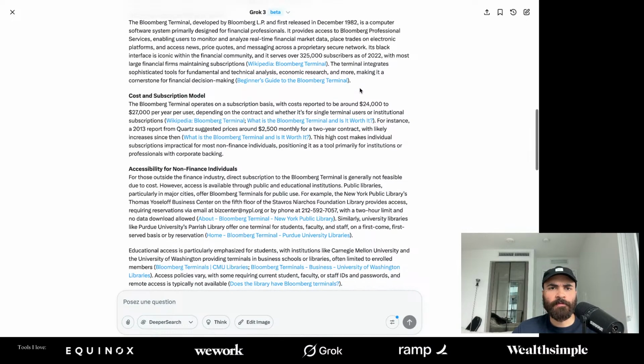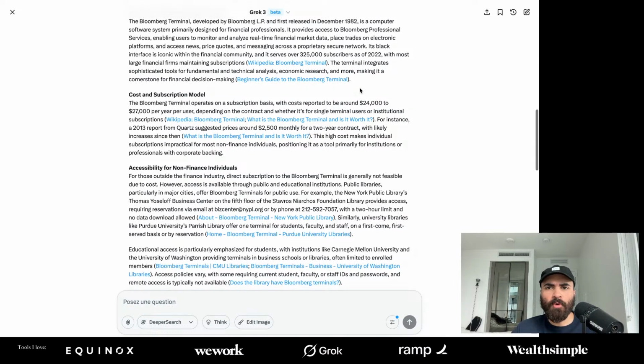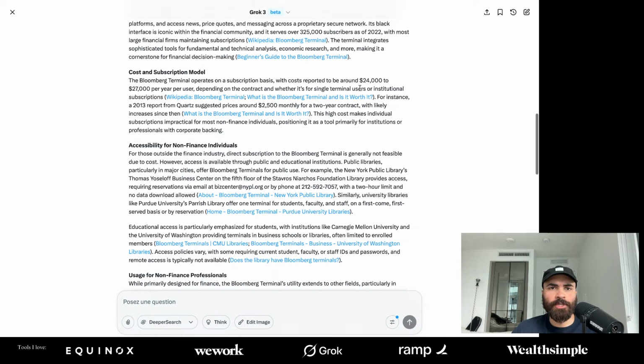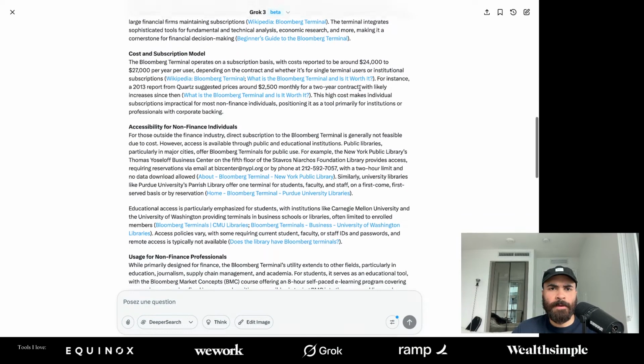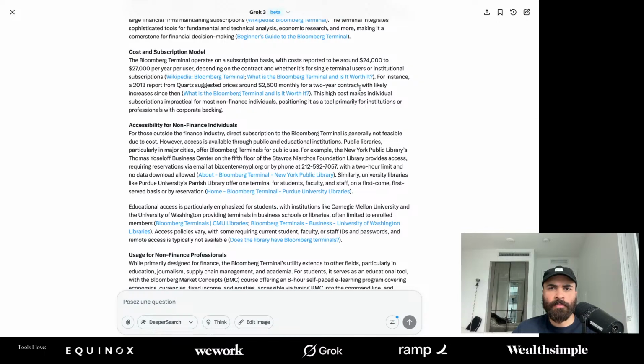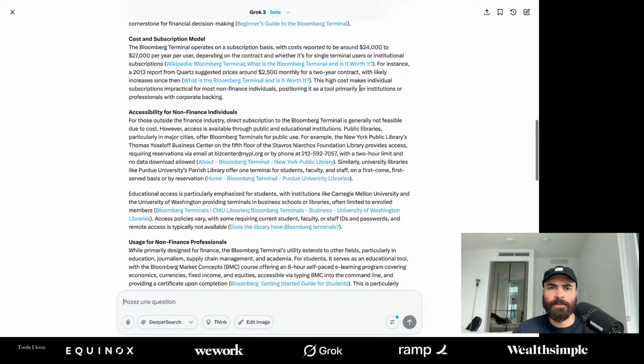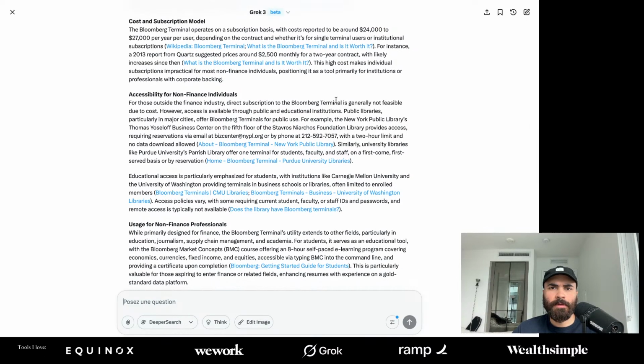With most large financial firms maintaining subscriptions, the terminal integrates sophisticated tools for fundamental and technical analysis, economic research, and more, making it a cornerstone for financial decision making. Subscription cost is reported to be around 24 to 27,000 per year per user, depending on contract, whether it's for a single terminal user or institutional subscriptions. 2,500 monthly for a 2-year contract, with likely increases since then. This high cost makes individual subscription impractical.